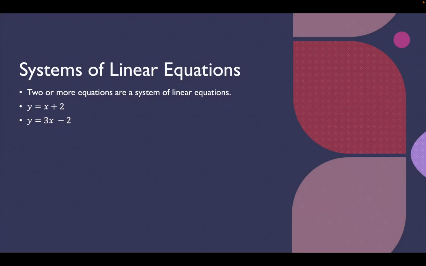Solving Systems of Linear Equations. Two or more equations are a system of linear equations. So check it out. I have a system because there's 1 and 2. I could have 3, I could have 4, but if I have two or more, then I know that I have a system of equations.